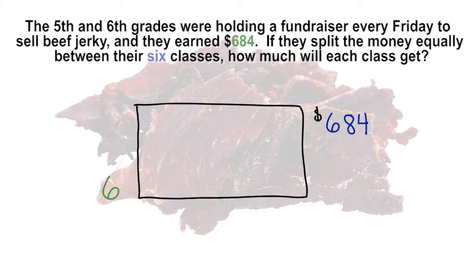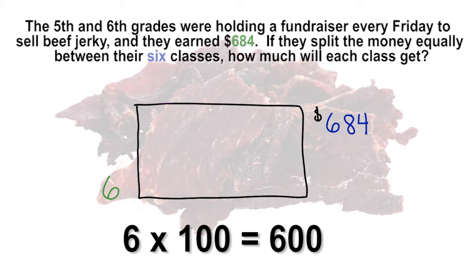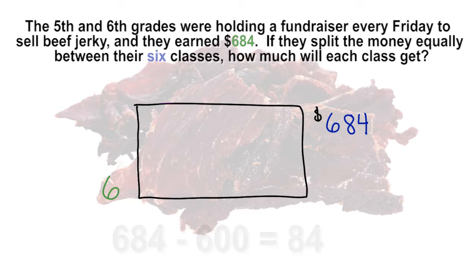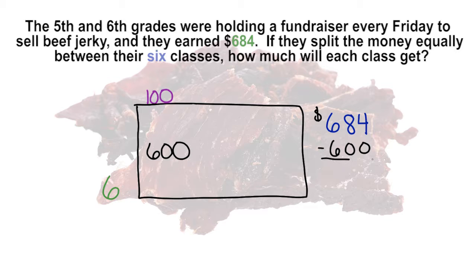of 100. First, let's ask ourselves if we can make 6 groups of 100, and we can. We know that 6 times 100 equals 600, and 600 can be subtracted from $684. Let's write 100 at the top of the area model as the first partial quotient, and show that 6 sets of 100, or 600, by writing 600 on the inside of the area model. Now, let's subtract 600 from the dividend of 684, which leaves $84.